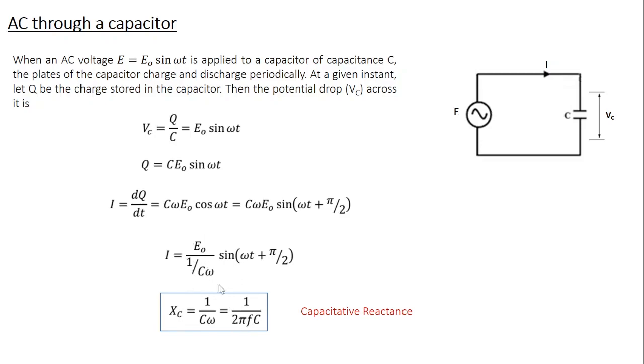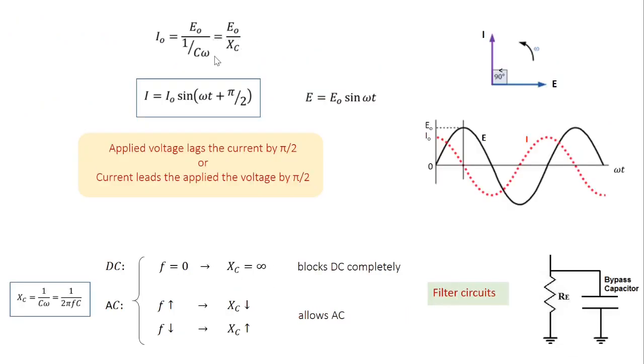Now going back to this particular term, E0 divided by 1 by C omega, which is nothing but E0 divided by Xc. So this is peak voltage divided by reactance or resistance, which is nothing but the peak current. So we can write the instantaneous value of current I equal to I0 sine omega t plus pi by 2. If you compare this with the applied voltage, you can easily make out that the current leads the applied voltage by pi by 2, or the applied voltage lags the current by pi by 2.